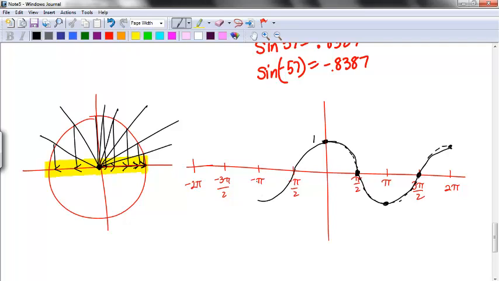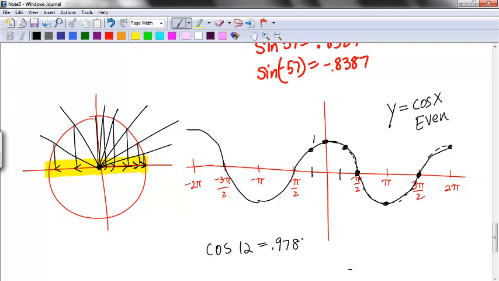Now, is this one even or odd? This one is even. You can reflect it about the y-axis. So if I pick an x value here and an x value here, what about their y values? Ought to be the same, right? So if I said cosine of 12 degrees as an example, 0.9781. So what's the cosine of negative 12 degrees? Ought to be the same.